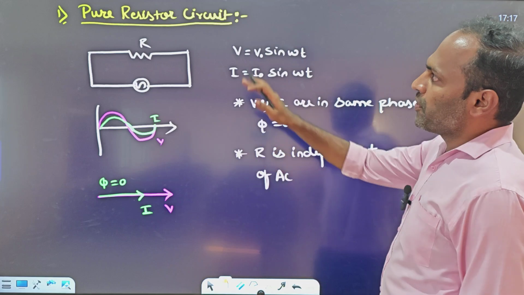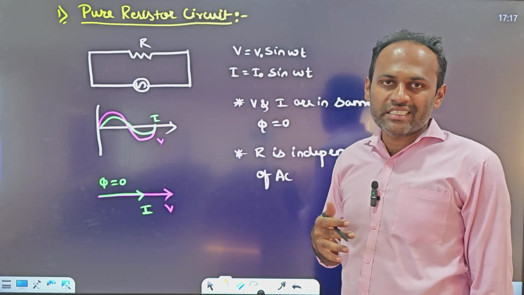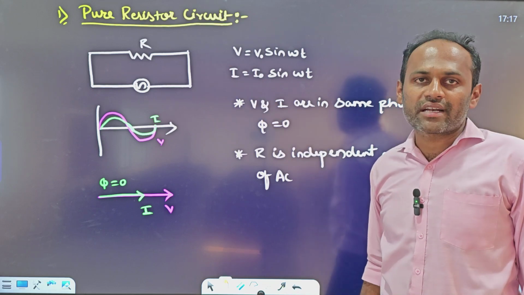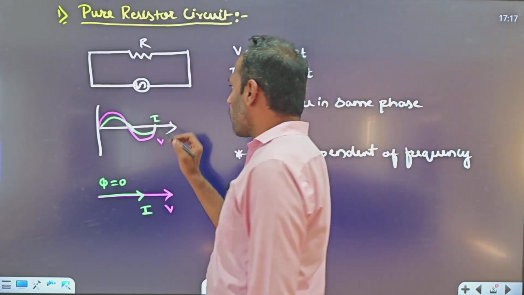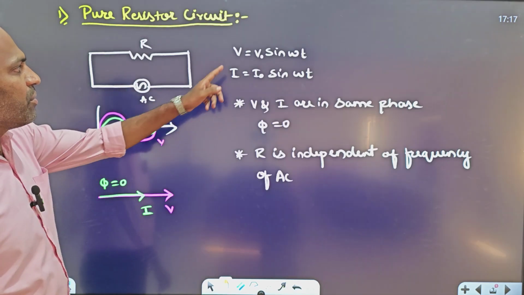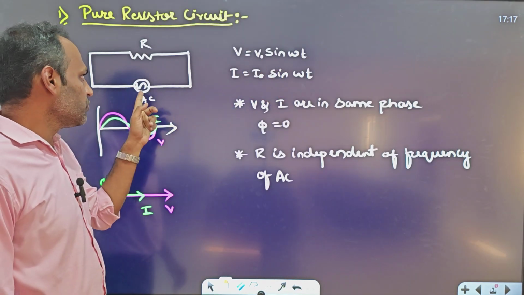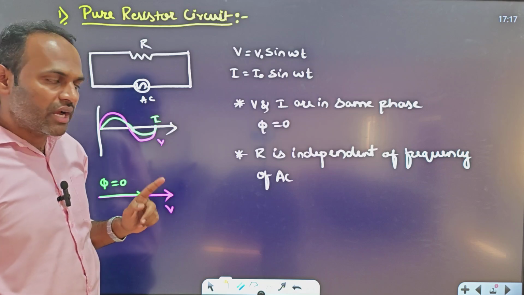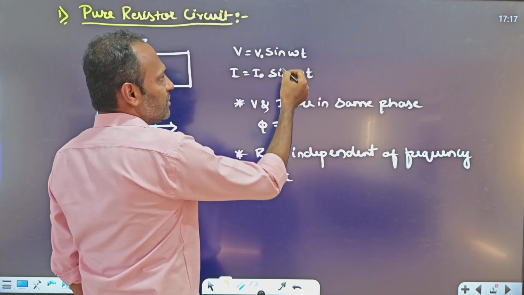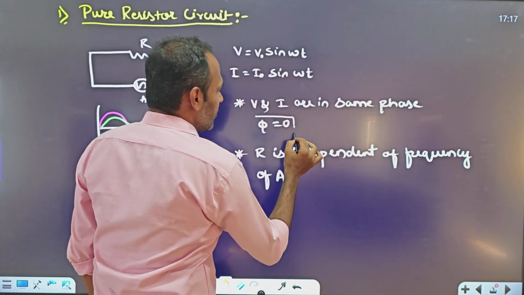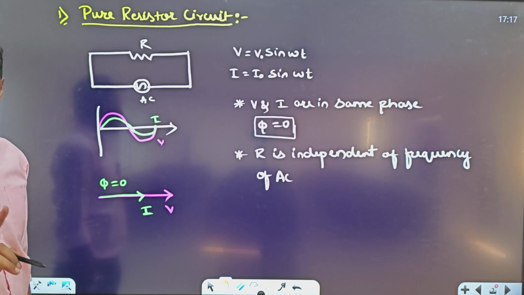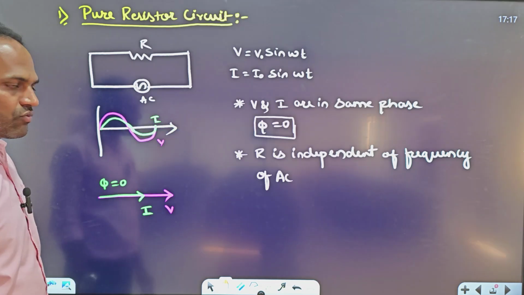Okay, next is a pure resistor circuit. Now we'll see AC circuits. In that, the first one is very simple, the pure resistor circuit. Only a resistor is connected in this circuit. See, when only a resistor is connected across an AC source, the voltage will be V is equal to V naught sin omega t. This is the voltage which we apply. And the current in the circuit will be I is equal to I naught sin omega t. So if we see both the equations, we'll get to know the phase difference between voltage and current is 0. In a pure resistor circuit, current and voltage both will be in phase, so the phase difference will be 0.